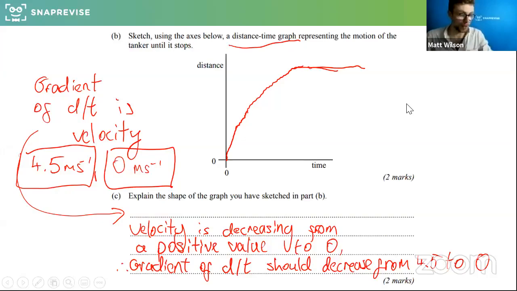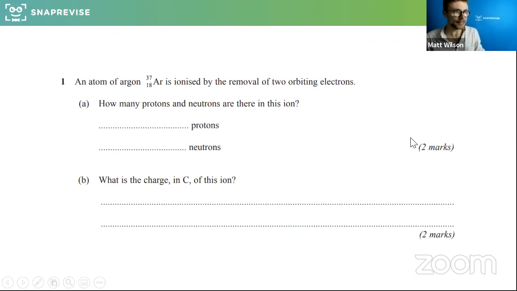Okay, so I believe we're back. Apologies again. Let's have a look at another question. So this is a completely different vibe of question. An atom of argon 37 18 Ar is ionized by the removal of 2 orbiting electrons. Okay, so there's a lot of things to think about there. Be nice to kind of understand what these numbers mean to start with. And in fact, the first question says, how many protons and neutrons are there in this ion?